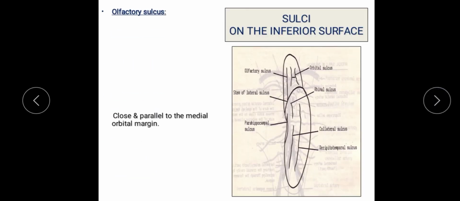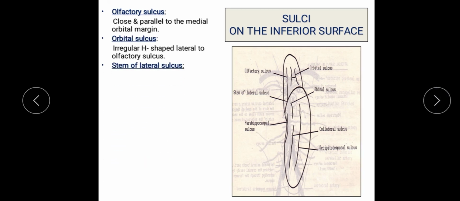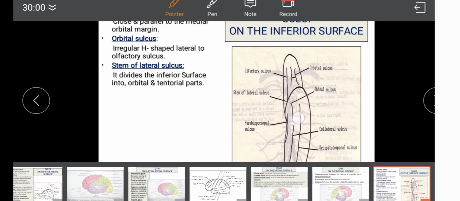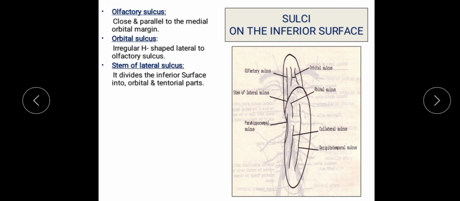Then the sulci on the inferior surface. This one is the olfactory sulcus, just medial to the medial orbital border. Just lateral to the olfactory sulcus, there is an irregular H-shaped sulcus, known as orbital sulcus. This one is the stem of lateral sulcus, which divides the inferior surface into anterior orbital part and the posterior tentorial part.